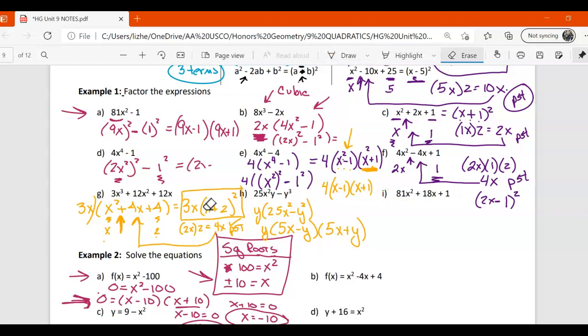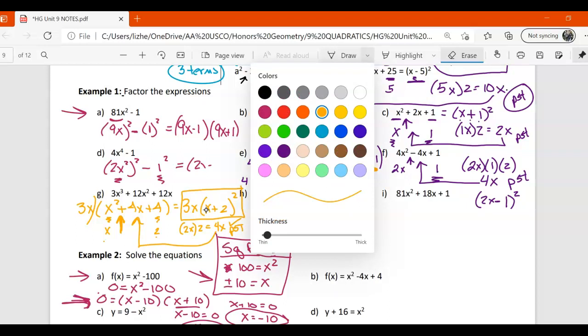I'm getting sick of orange. It's making me feel a little pukey. So let's go with green.